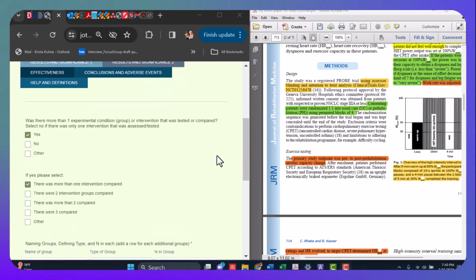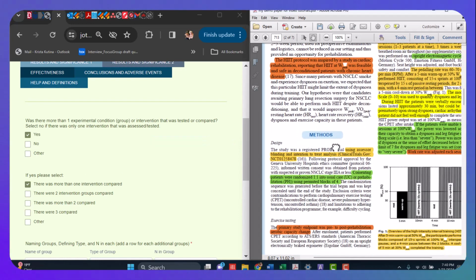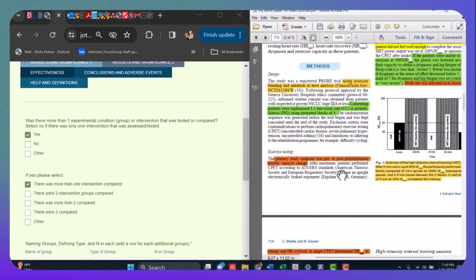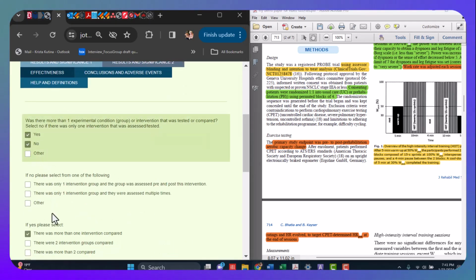The first question is, was there more than one experimental condition or group or intervention that was tested or compared? If you've been following along with this, mine was a randomized clinical trial, and in the methods, they clearly state that they had two groups that they randomized. So there was more than one condition. If you click yes, you're going to have perhaps different options than if you click no, then some other things might pop up.